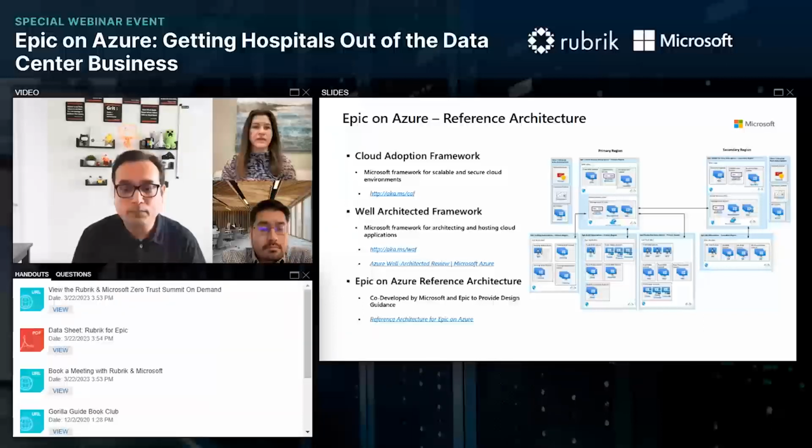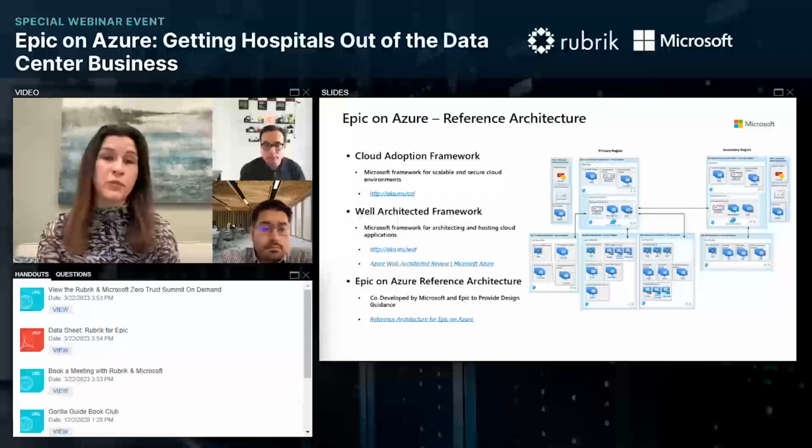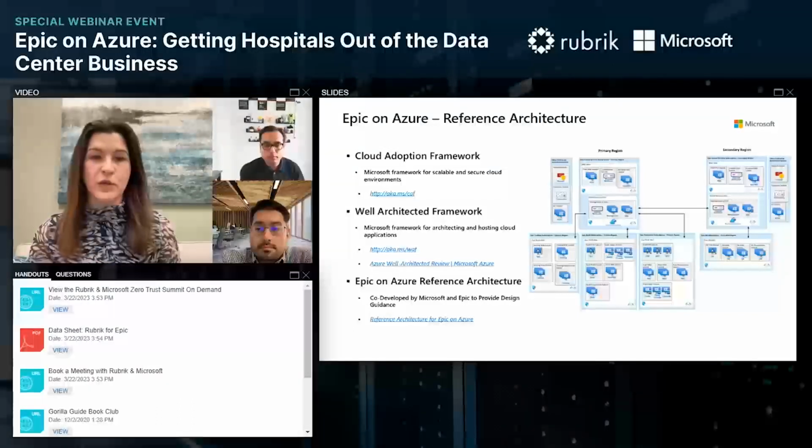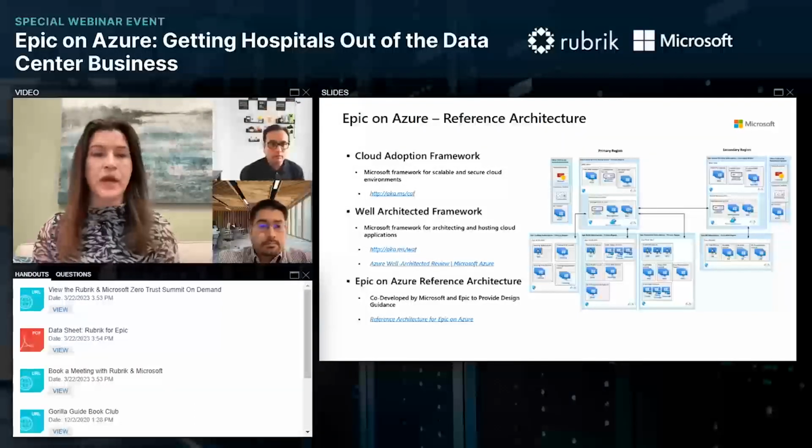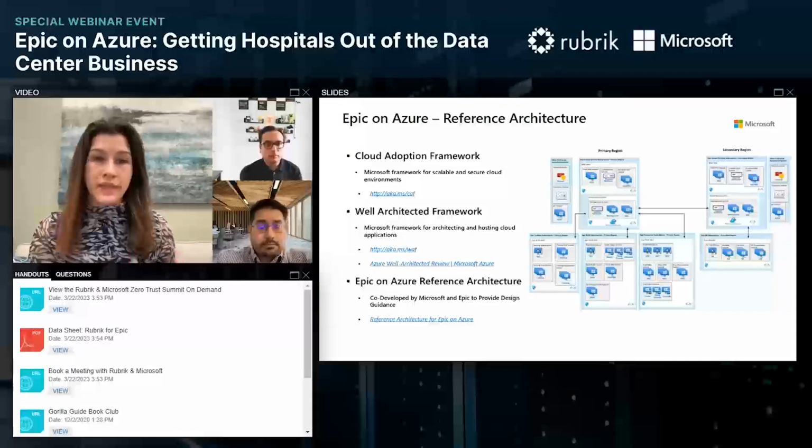Yeah, thanks for all that detail. And Rubrik has done some very similar work, which I'm going to let Marcus elaborate on, working directly with Epic to ensure that the technology on the backup and recovery side is matching the requirements for Epic. And that is important, right? I think all the detail you provided is great.